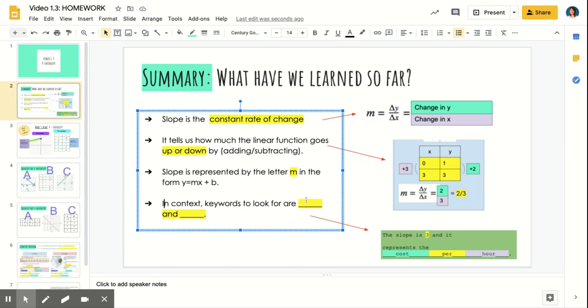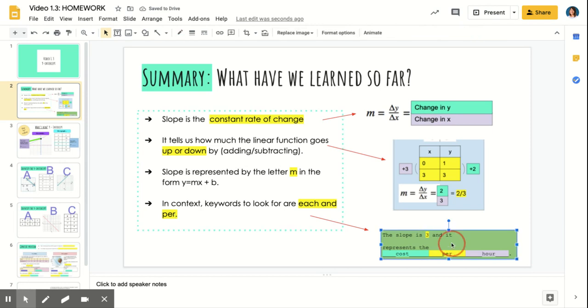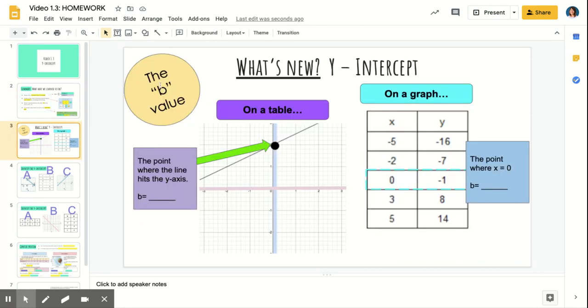In context, keywords to look for are each and per. We see in this example here, the slope is 3 and it represents the cost per hour. There's that keyword. So now what's new? What's new is the b value. So in that equation, y equals mx plus b, m was the slope and b is the y-intercept. So let's take a look at what it looks like on a graph and on a table.